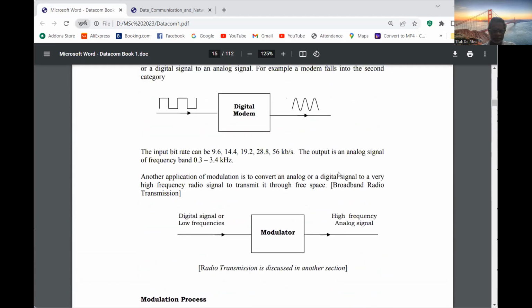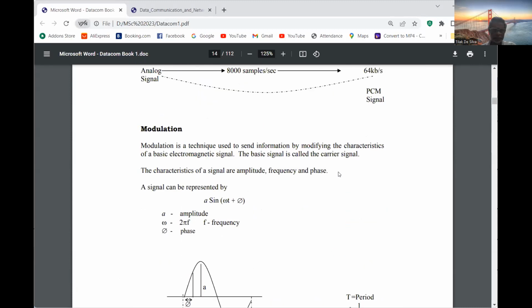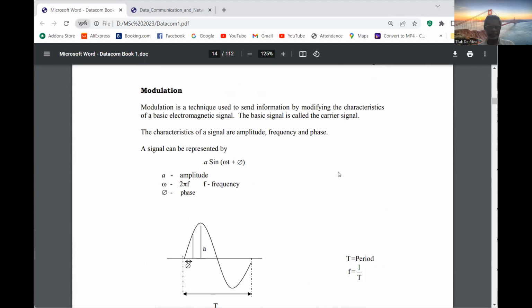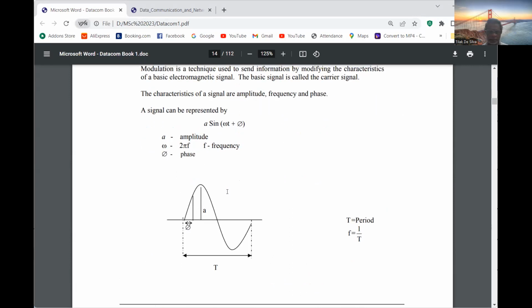I'll explain about the modulation. What is modulation? Modulation is when you are modifying the signal. What are you modifying? There are three parameters: we have the amplitude, the frequency, and the phase. I explained about these three parameters.